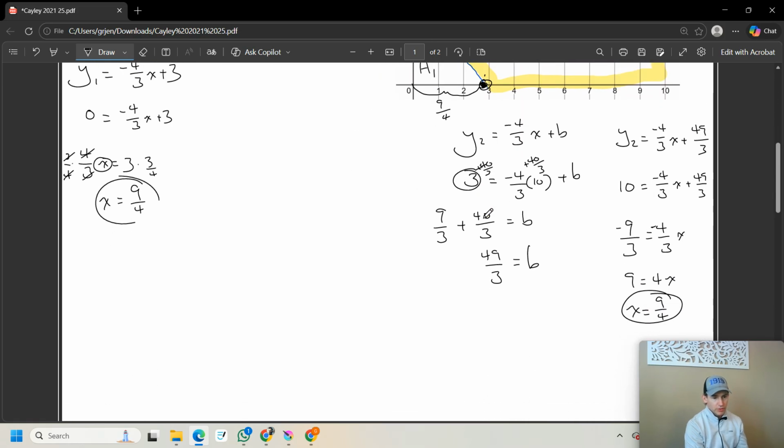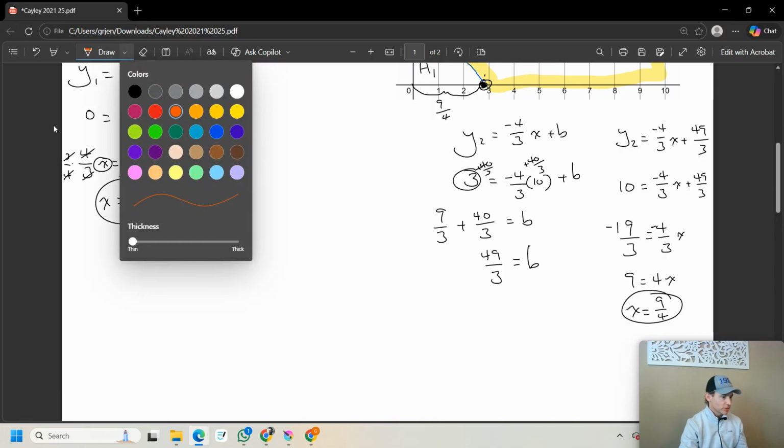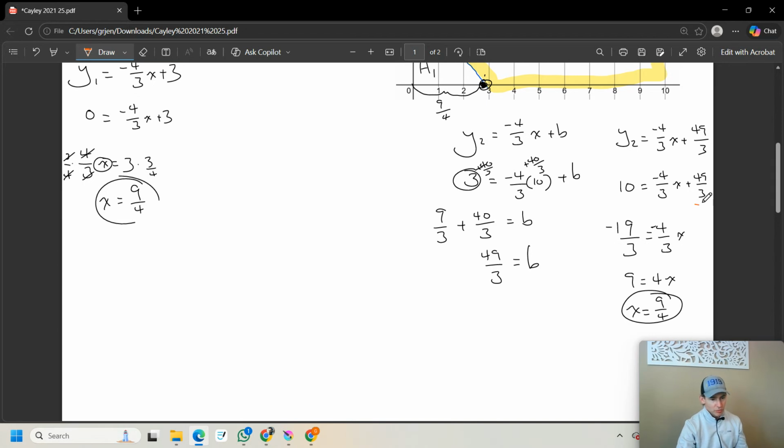Okay, so we're going to subtract 9 on 3. Oh no, that's not minus 9, it's minus 19. Yes, I knew that was wrong. I did a weird thing up there. Okay, bear with me for a second. I was skipping steps and talking out loud. So what I do is I subtract 49 on 3 from both sides.